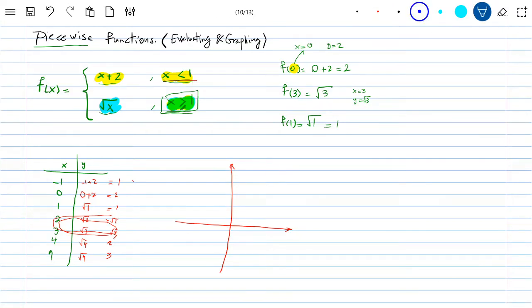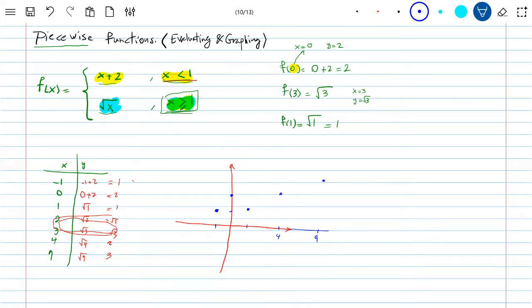What are those points? Let's find them. -1 and 1. -1 for x, 1 for y. 0 and 2. I have 0 and 2. That's the other point. I have 1 and 1. I have 4 and 2. Okay, this is 4 somewhere here. And 2. And then we have 9 and 3. I'm going to pick this.